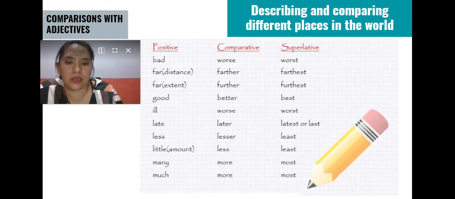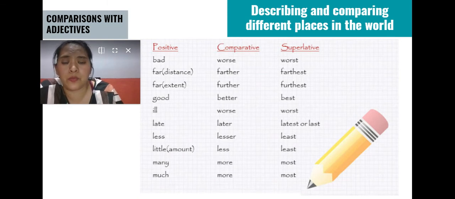Ill, worse in the comparative, the worst in the superlative. Late, later in the comparative, the latest or last in the superlative. Less, lesser, least, the least in the superlative. Little regarding amount, less in the comparative, the least in the superlative. Many, more in the comparative, the most in the superlative. Much, more in the comparative, and the most in the superlative.